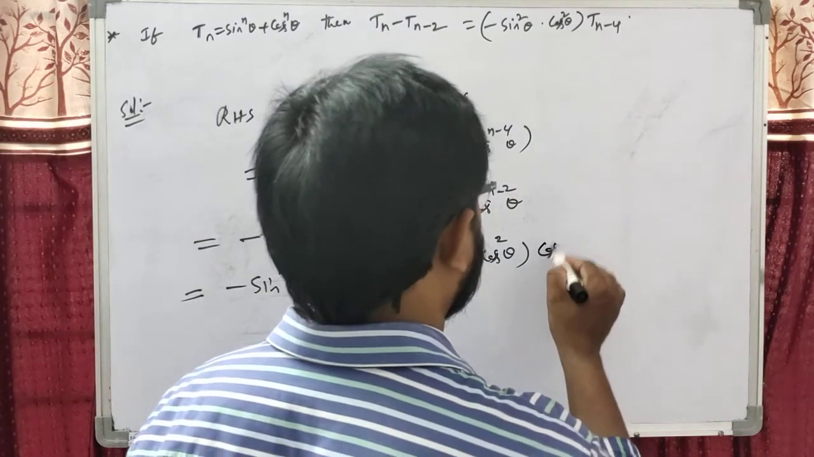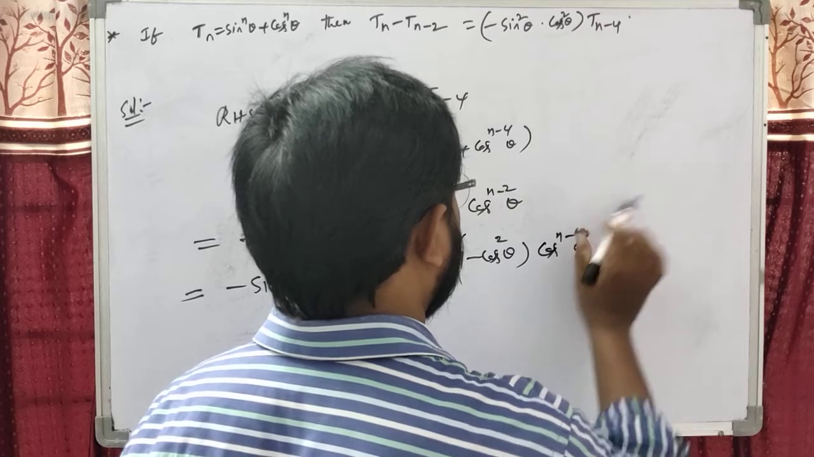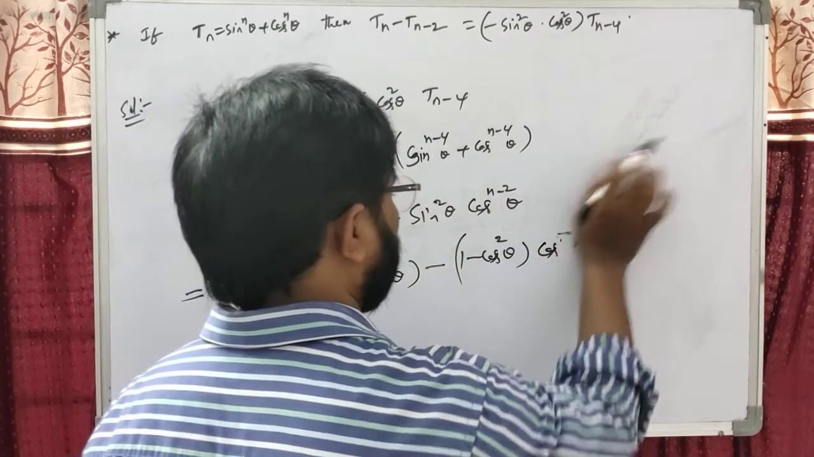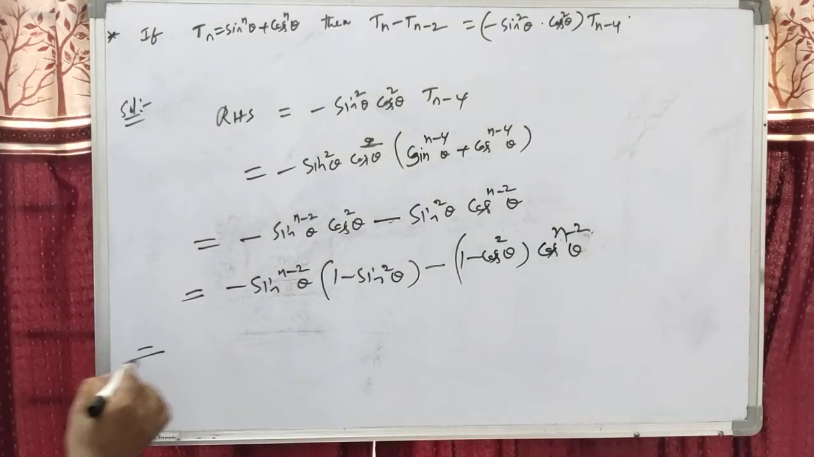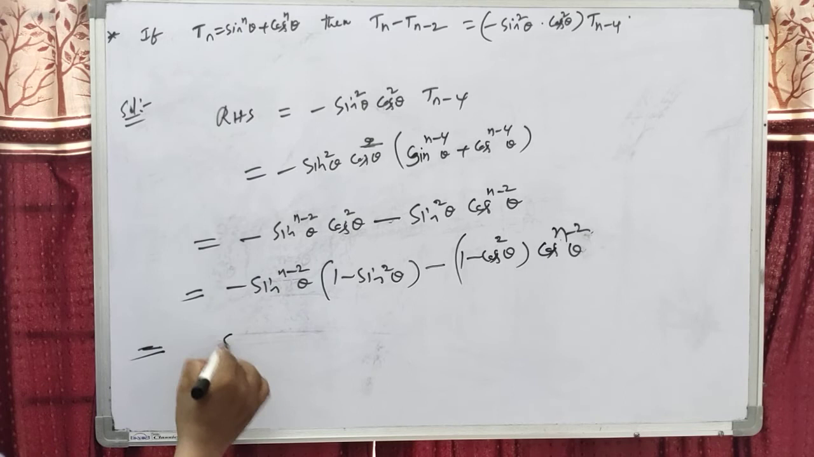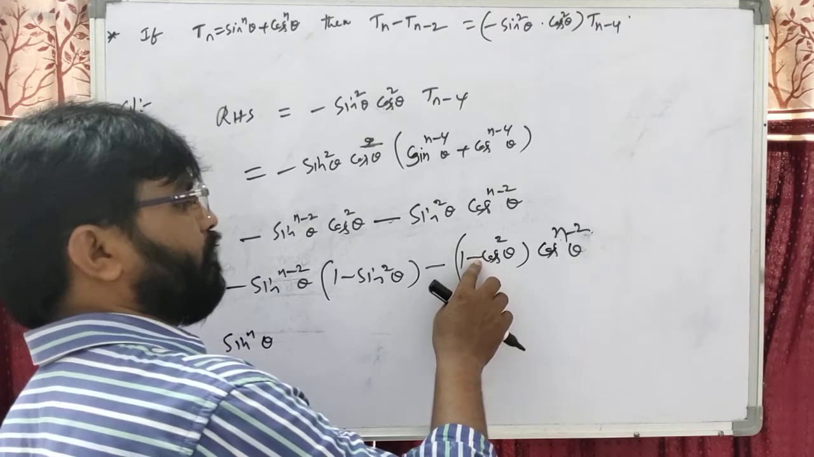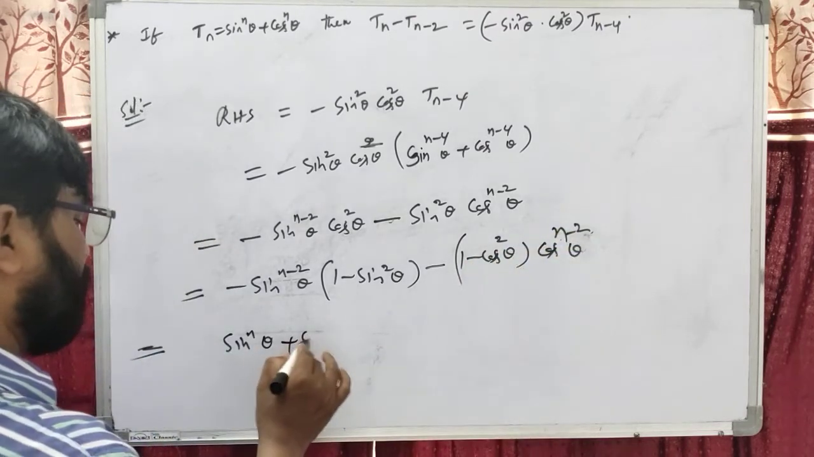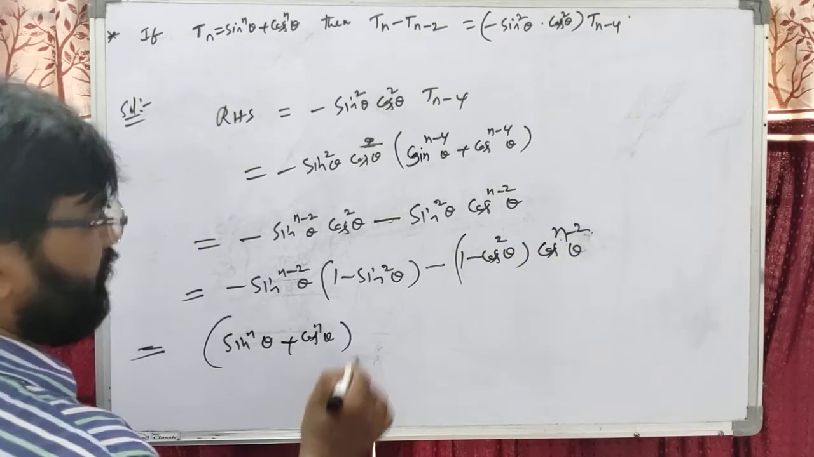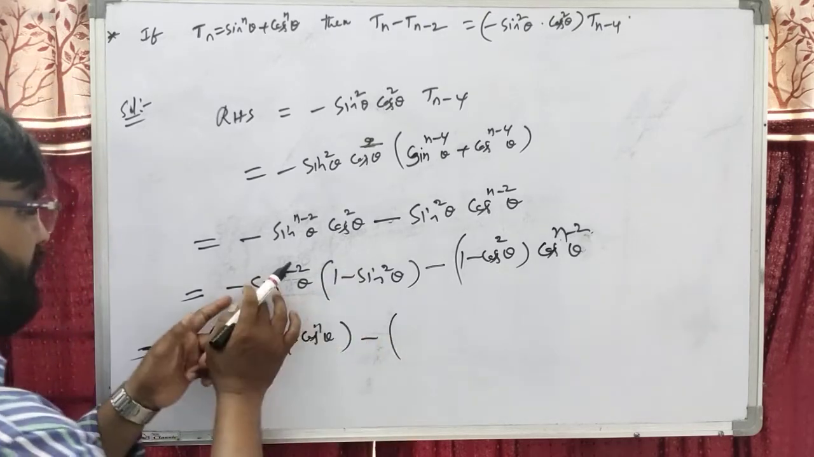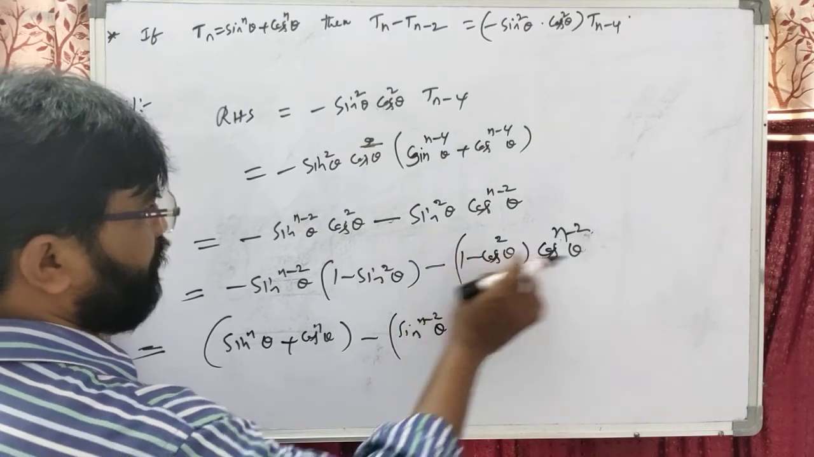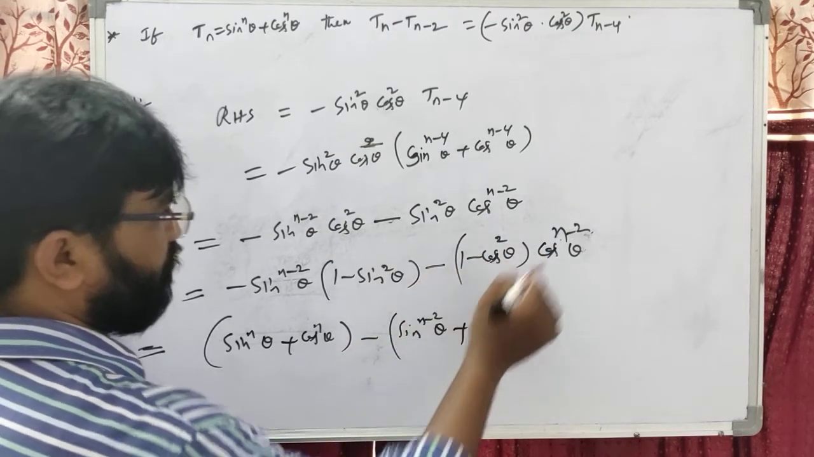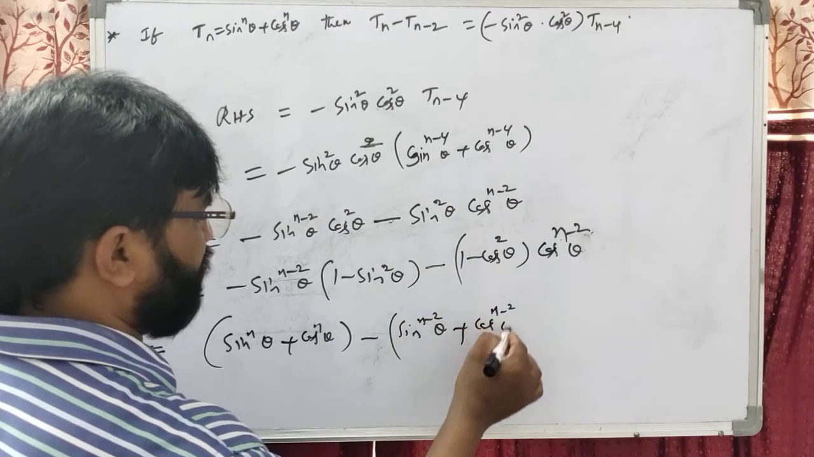Dear students, what is there? Cos power n minus 2 theta is there. Now when it is multiplied with minus, this is minus into minus, plus sin power n theta. Also this is minus into minus plus, 2 cancel, cos power n theta. After that, the minus will be taken common, sin power n minus 2 theta, and it will also be cos power n minus 2 theta.